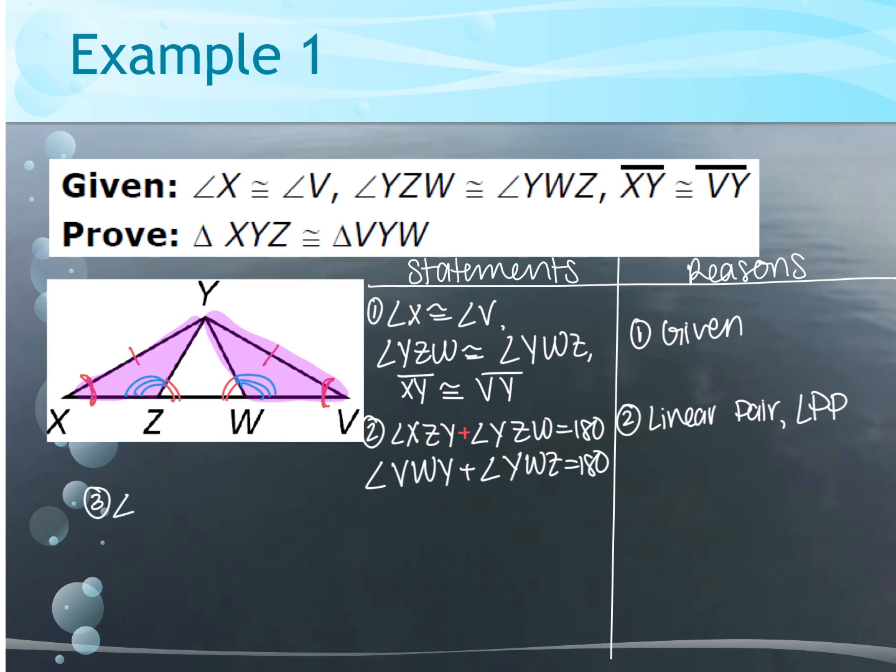I'm going to have angle XZY plus angle YZW equals angle VWY plus angle YWZ. And for 3, all I did was substitution.